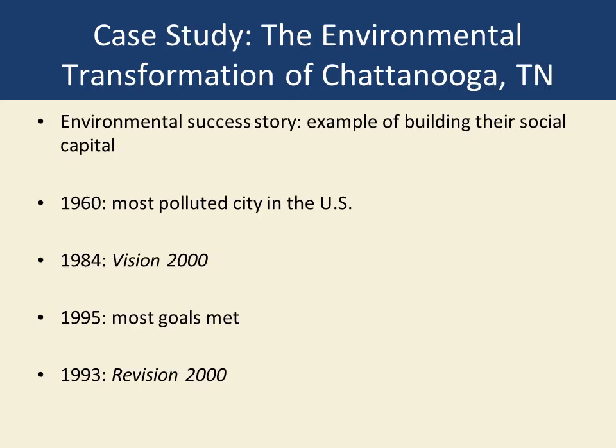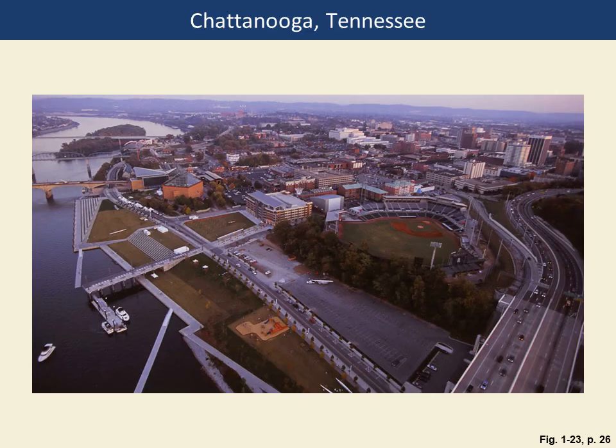The case study: the environmental transformation of Chattanooga, Tennessee. Now, this is an environmental success story, an example of building social capital. In 1960, it was the most polluted city in the United States. In 1984, Vision 2000 was introduced. In 1995, most goals were met. In 1993, a revision was made to the goals. We'll discuss this case in detail in later classes.